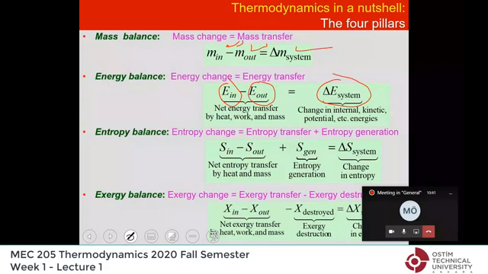So they are properties associated with the second law of thermodynamics. Here, entropy and exergy are not conserved. Entropy is generated. You see the entropy generation term here, okay? And exergy is destroyed. And here you see the exergy destruction term. So they are different from mass and energy.